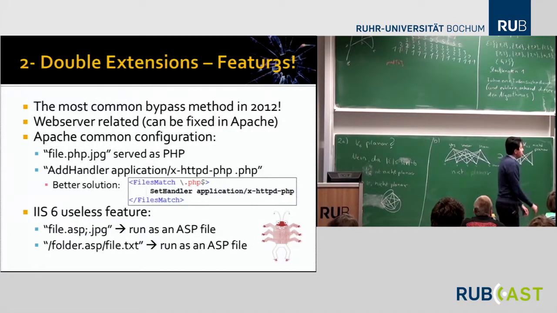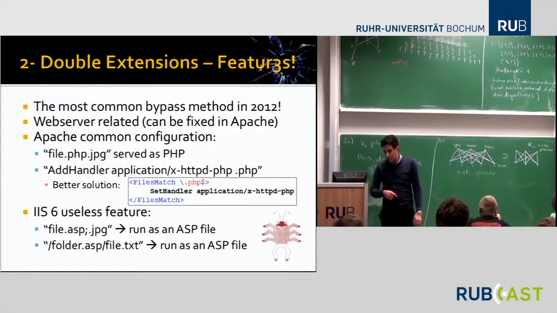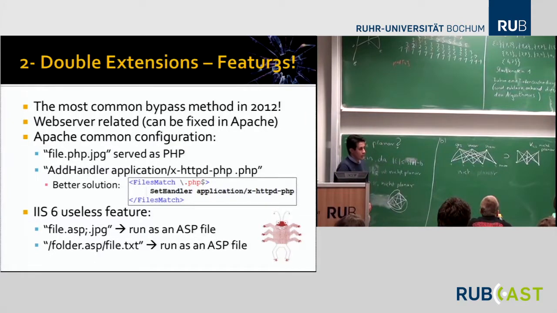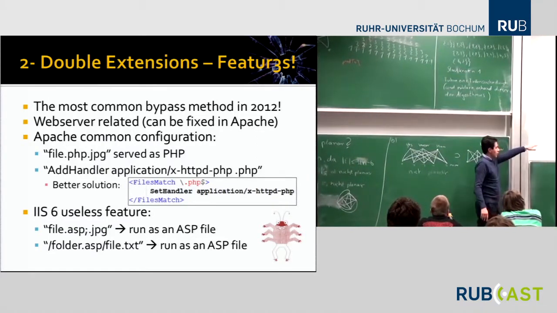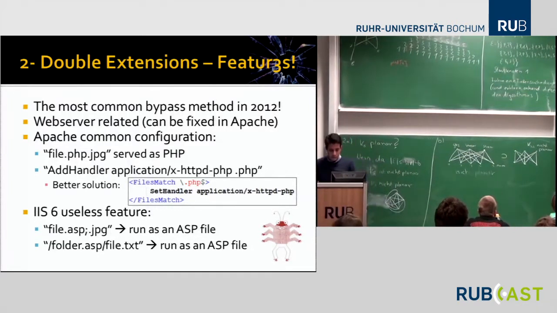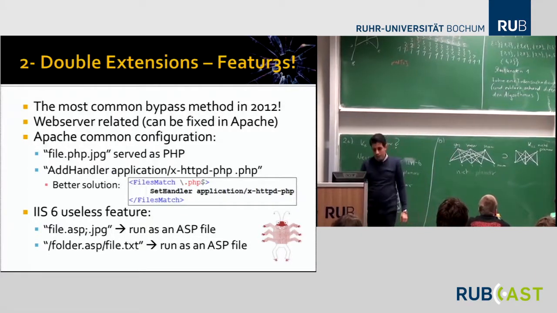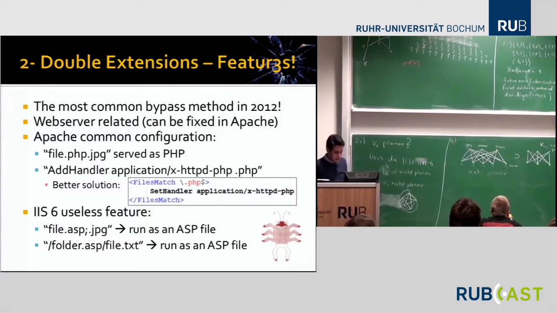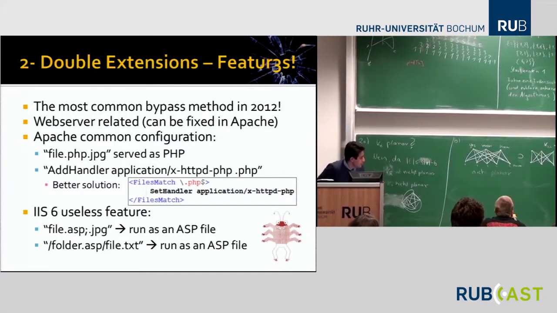And IIS 6, my favorite useless feature. Microsoft accepted that as a feature, but it's really a useless feature because nobody does that. Why should we have that? If you run file.asp;.jpg in IIS 6, it will run it as an ASP file. If you create a folder, call it folder.asp, and upload a txt file inside that, it will run it as an ASP file. So, good features. Yeah, that's a picture of the feature.